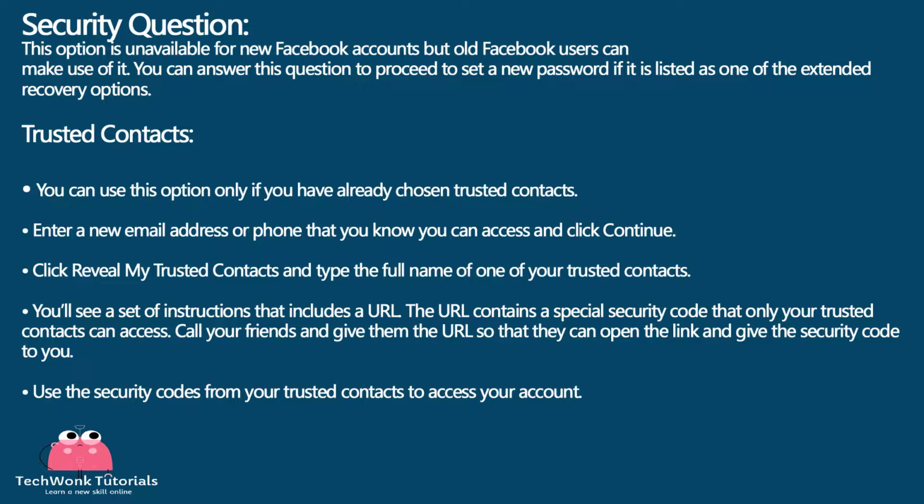Enter a new email address or phone that you know you can access and click Continue. Click Reveal My Trusted Contacts and type the full name of one of your trusted contacts. You'll see a set of instructions that includes a URL. The URL contains a special security code that only your trusted contacts can access. Call your friends and give them the URL so that they can open the link and give the security code to you. Use the security codes from your trusted contacts to access your account.